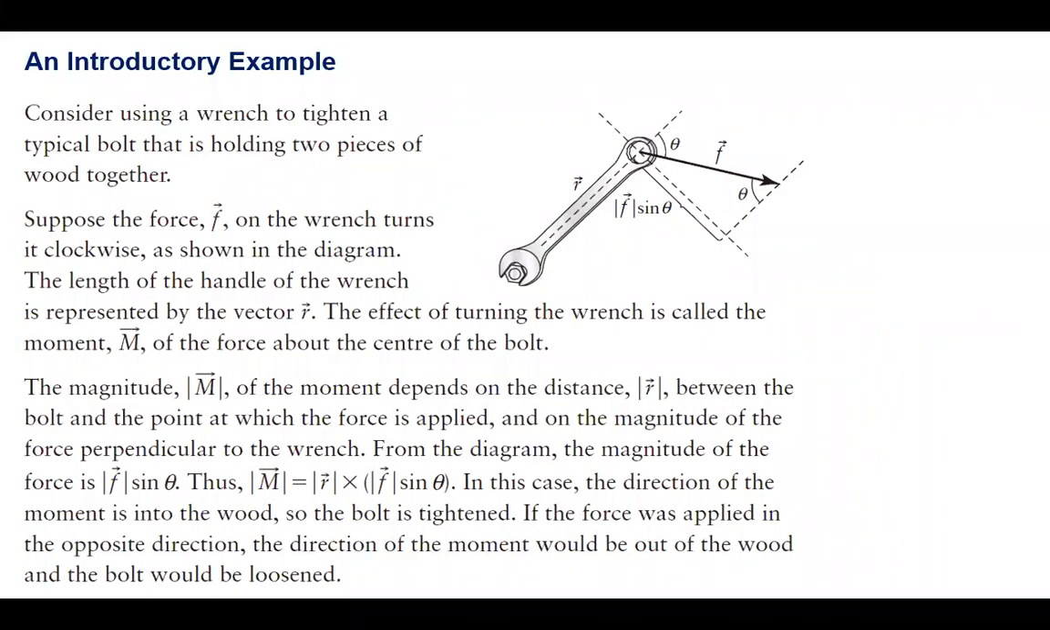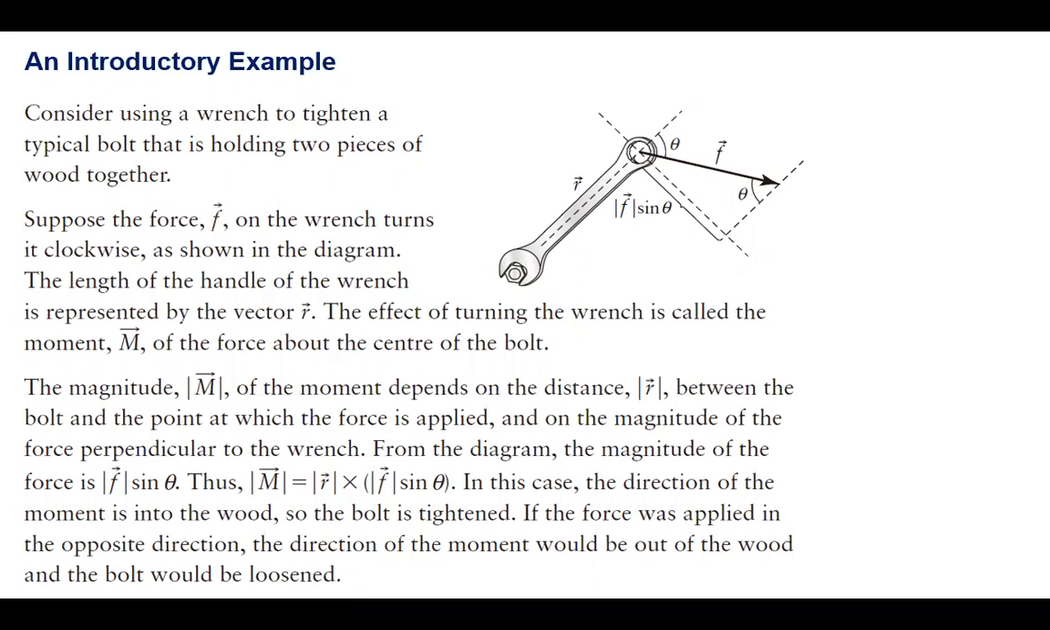Okay, first let's have a look at an introductory example. So consider using a wrench to tighten a typical bolt that is holding two pieces of wood together. Suppose the force vector F on the wrench turns it clockwise, as shown here in this diagram. The length of the handle of the wrench is represented by the vector R. The effect of turning the wrench is called the moment, M, of the force about the center of the bolt.